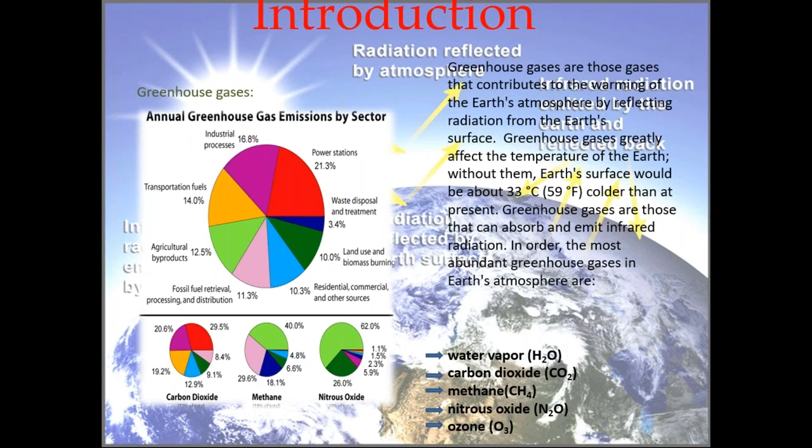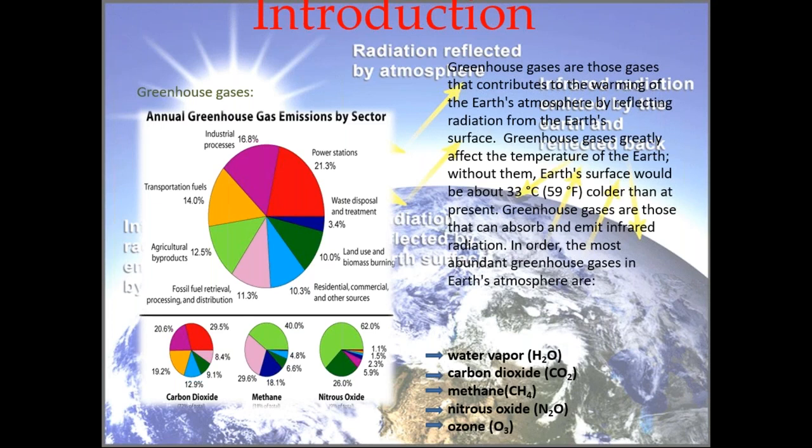Now we simply define the greenhouse effect to be the process by which radiation from a planet's atmosphere warms the planet's surface to a temperature above what it would be without this atmosphere. Let me say it again. The greenhouse effect is the process by which radiation from a planet's atmosphere warms the planet's surface to a temperature above what it would be without this atmosphere.